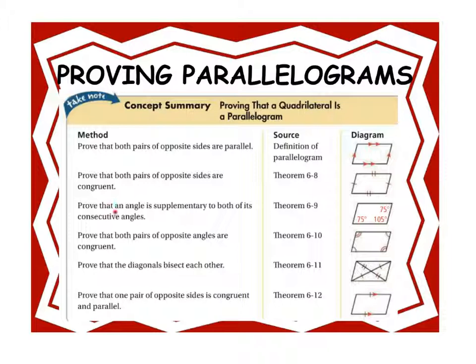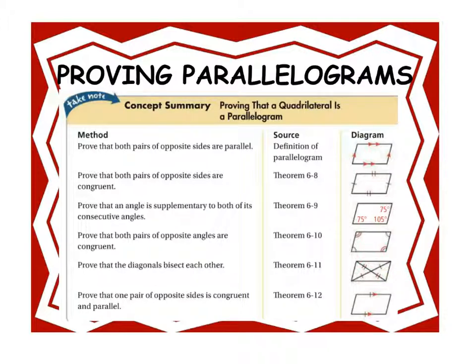All right. This property here, prove that an angle is supplementary to both of its consecutive angles. So in this picture you can see this 105. If you can prove that it's supplementary here and also supplementary here, then we would have a parallelogram. Prove that both pairs of opposite angles are congruent. All right, so these are all the properties here that we've come across. Prove that the diagonals bisect each other. If you can prove that, you've got the parallelogram.